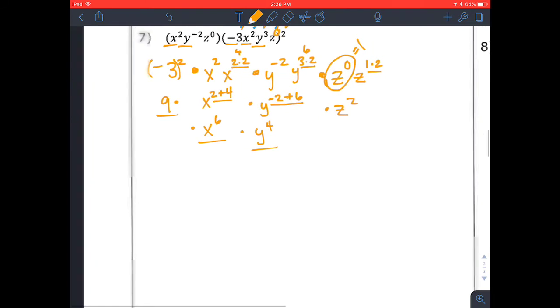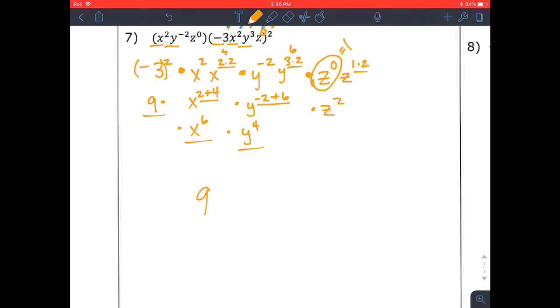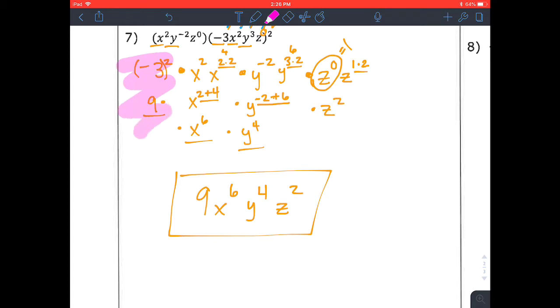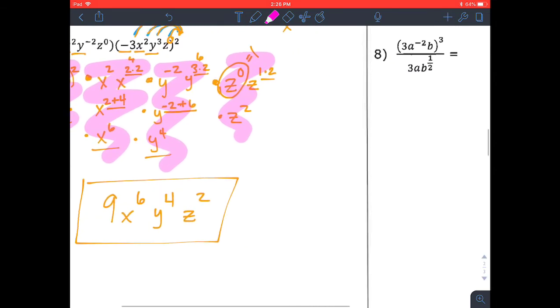So I'm going to pull all of that together. 9x to the 6th power, y to the 4th power, z to the 2nd power. Whew! That's all done. The key here is to do it number by number, letter by letter. Break it down into those 4 different types as you work through it. Makes it a whole lot easier.